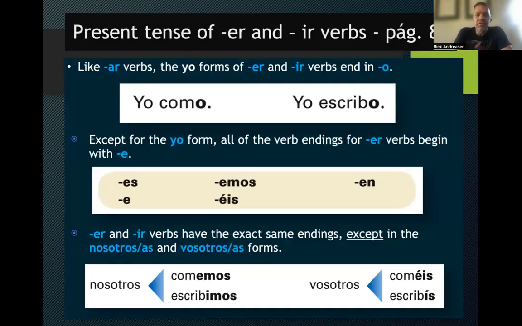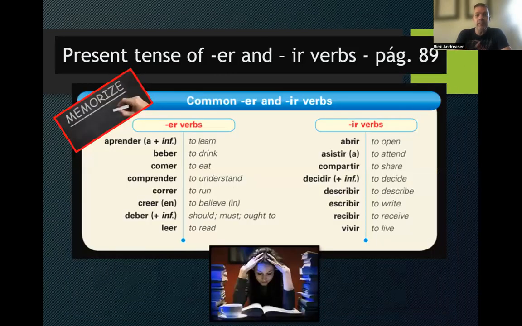Okay, so just a summary again for however you learn, whichever is easiest for you. Just like the AR verbs, the ER and IR end in O for the first person singular. And except for the yo form, the verbs for ER end in E. And then in the IR verbs, they end in E as well, okay? So here you have a couple different ways of looking at learning the conjugations for these ER and IR verbs.